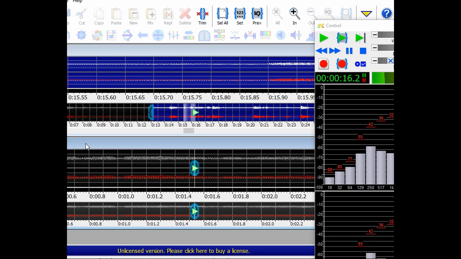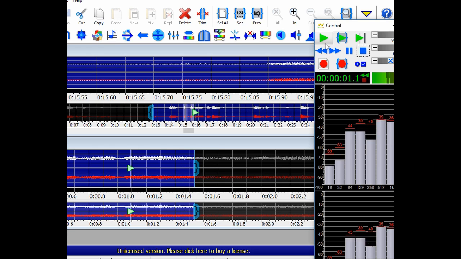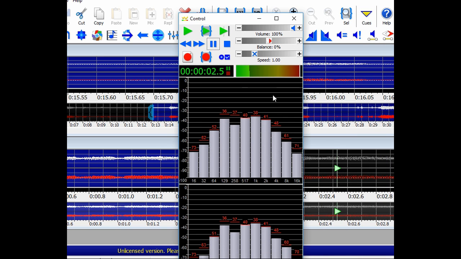If we listen now to Susan Sarandon, she's got a higher pitched voice, and we can see that the voice is definitely in the higher range of the frequencies.